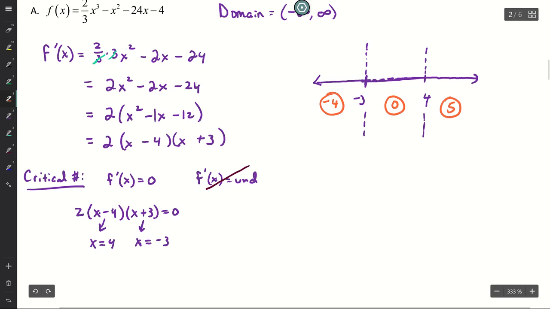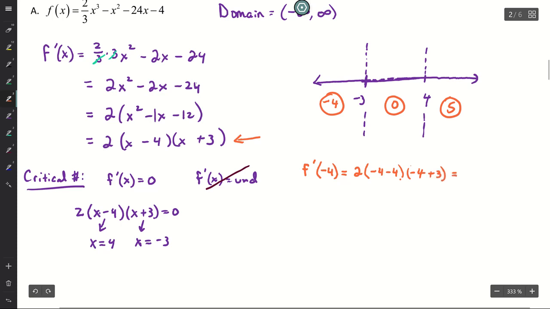All right, from here, we have to remember to put those test values into the derivative. And all we care about is what the sign of the derivative would be. So on there, I'm going to go to the factored form of my derivative. That's the easiest form at this point for me to work with. And I'm going to plug my test values into that factored form and determine the sign of the derivative. So f prime at negative 4, this would be positive 2 times negative 4 minus 4 times negative 4 plus 3.